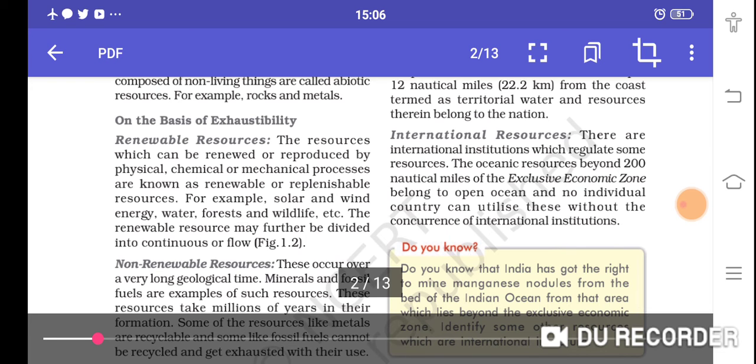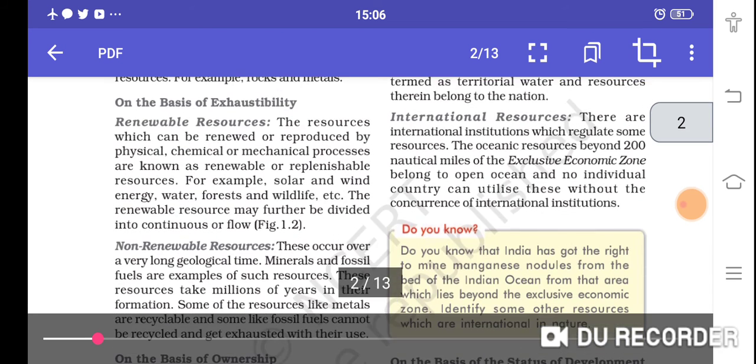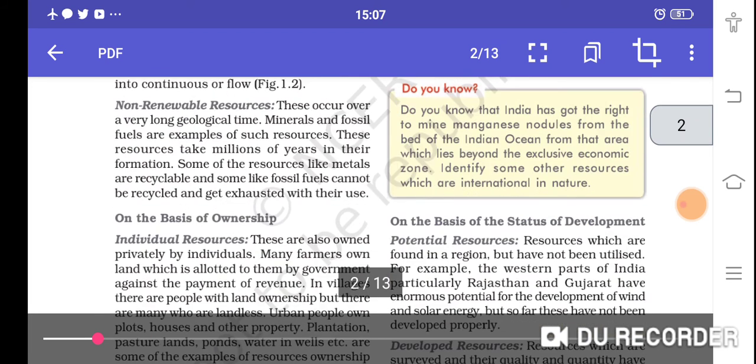The resources which belong to the open oceans and the individuals of the country. Any nation can utilize these without concurrence of the international institution. Means everything which is internationally available is called international resources, which can be used by anyone, by any people of a country.